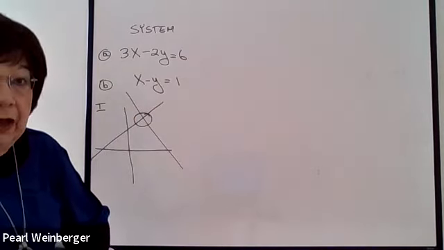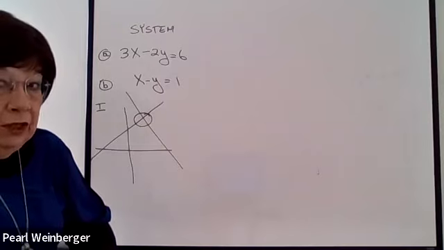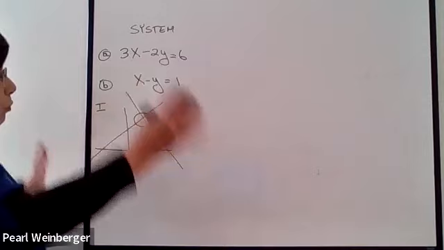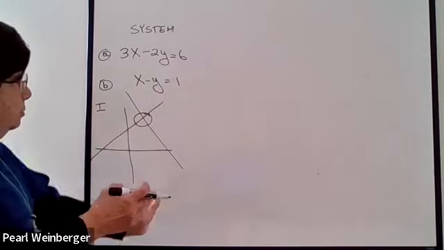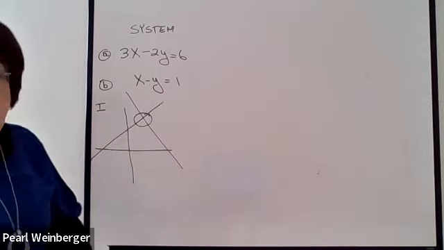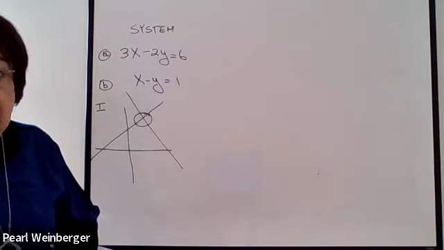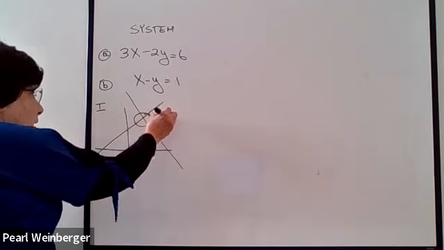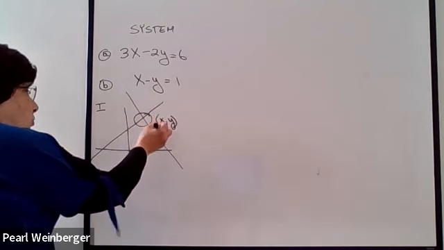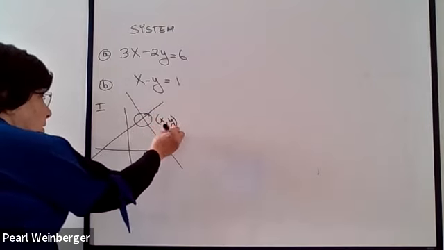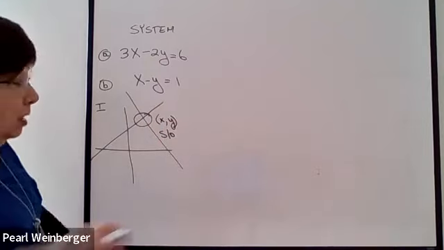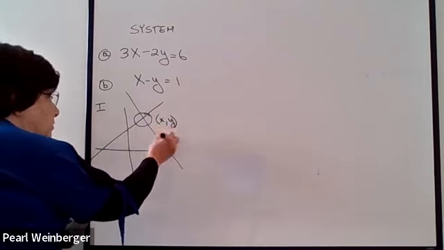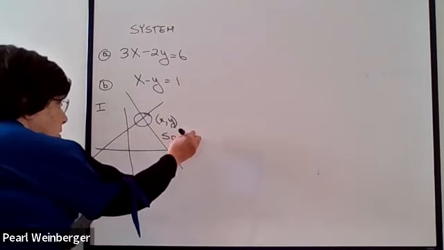The two lines cross. How many points could they cross in? Obviously, only one. They're never going to come around and recross. These are straight lines. The point where they meet is called the solution of the system of equations.